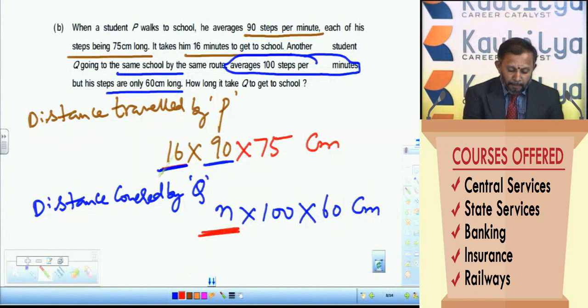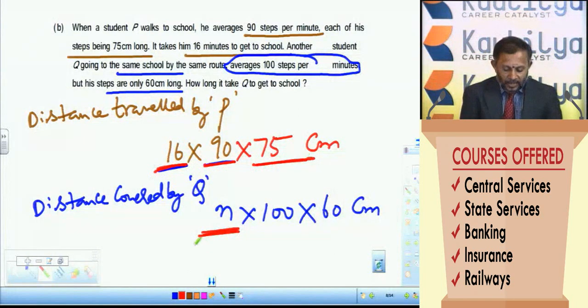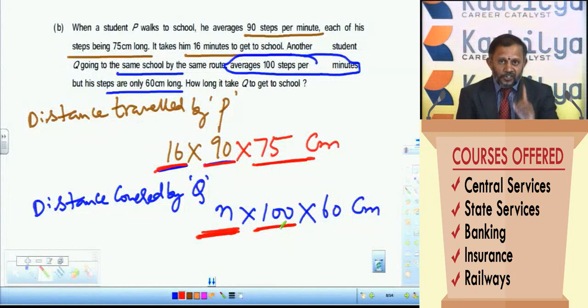The time taken by P is 16 minutes. In each minute he can take 90 steps. Each step can cover 75 centimeters. So all three components are given for P, but for Q, the time taken is to be calculated. How many minutes does it take Q? So the number of minutes is to be calculated, and in each minute he can take 100 steps, and for each step he can cover 60 centimeters.